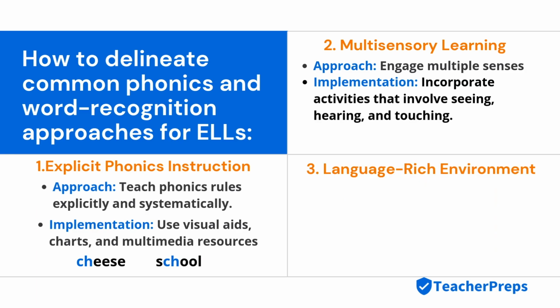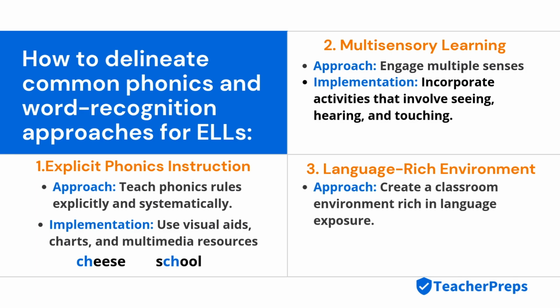Now, third on the list is language rich learning environment. This is about the classroom. It's important to create a classroom environment rich in language exposure. English language learners need abundant opportunities to hear and interact with English in context. Just having words inside books isn't enough. Think about what you can label. I love labels. If you've ever studied a second language as an adult, you'll realize how effective labeling things are.